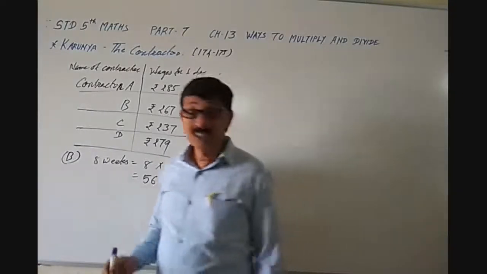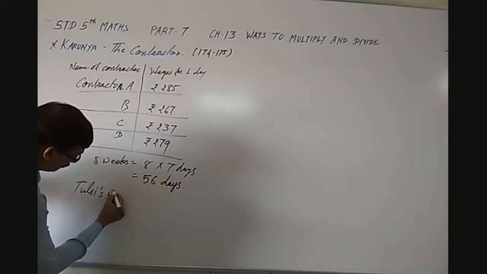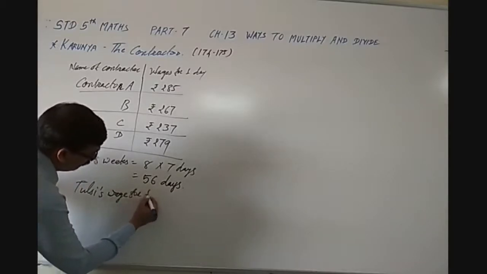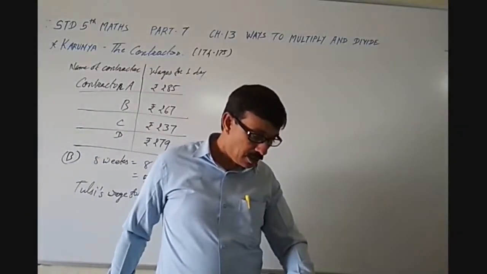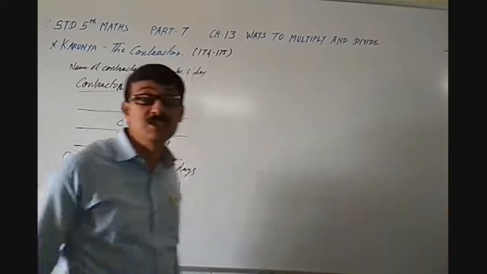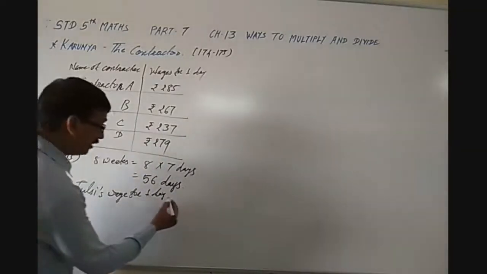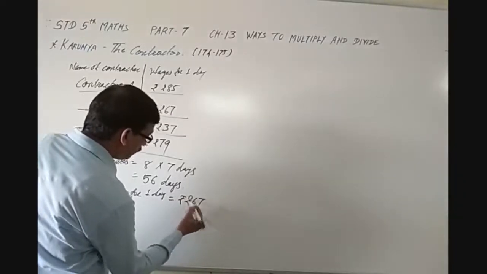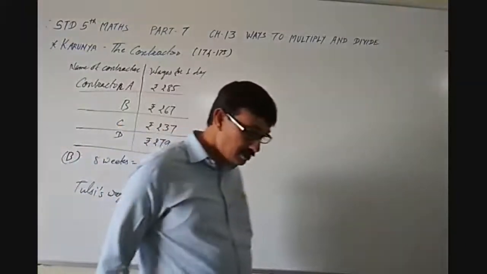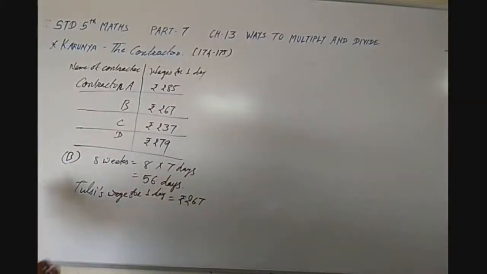Now Tulsi's wage for one day. It is 267, because she is working at contractor B and he pays 267. So Tulsi's wage for one day is equal to rupees 267. Now she worked for 8 weeks, which means 56 days. Therefore, Tulsi's wage for 56 days.